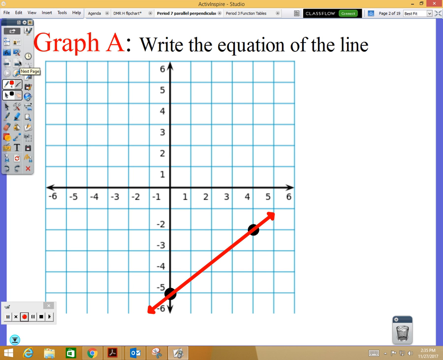So the first thing that I would like for us to do, and you can write the equation in your notes, I know you can't make the graph, but you can write the equation, is I would like for us to write the equation of the line. So the first thing, the easiest thing to find is the y-intercept. So remember, the y-intercept is where the line is crossing the y-axis. So what is the y-intercept in this line? -5.